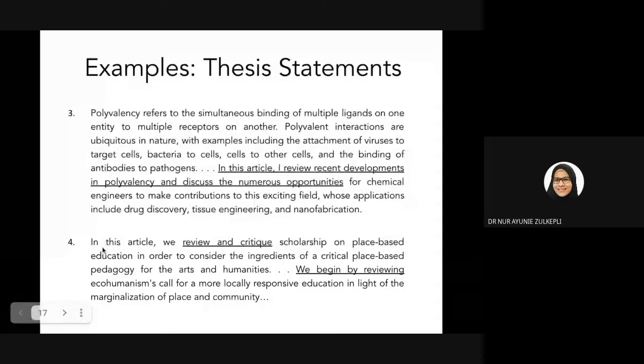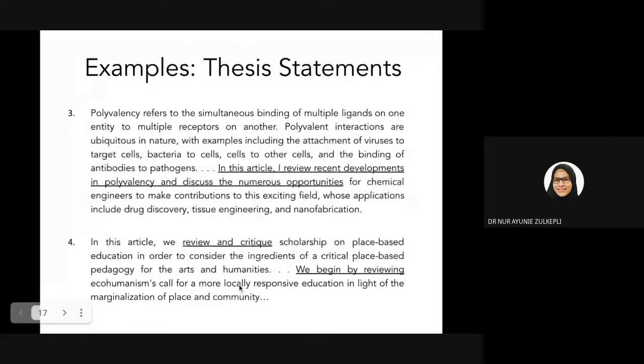Like in this article, we review and critique scholarship, and so on. We begin by reviewing. Okay. The important thing I want to show here is that you should know when to use the active voice and also the passive voice for your review. Like, we review, I review. So the article is reviewed by so and so. So there are differences between active and passive voice.